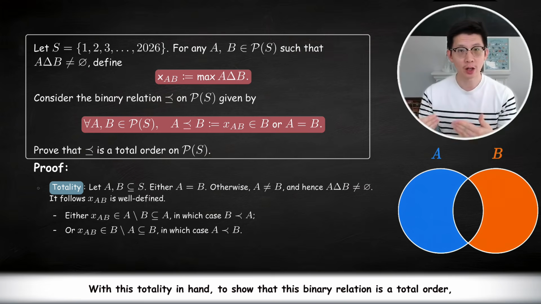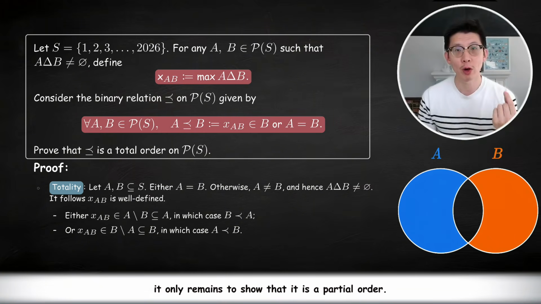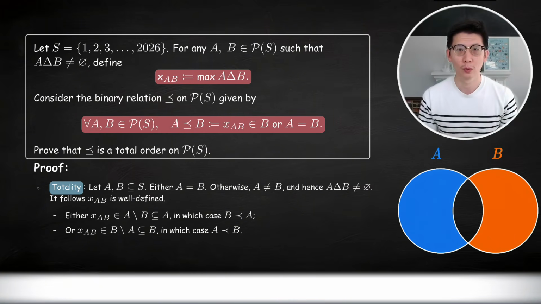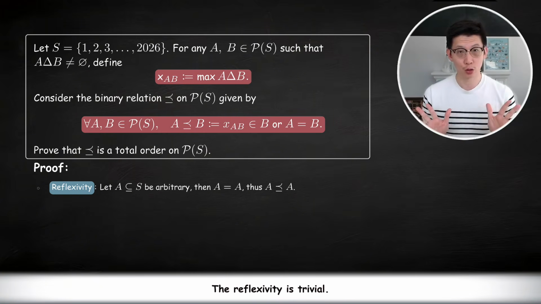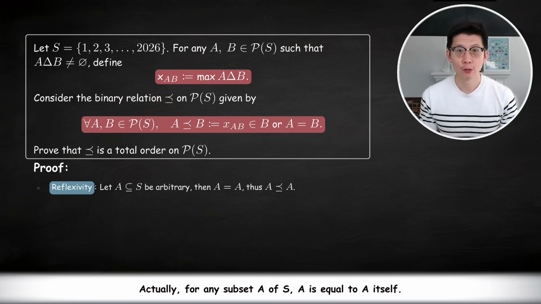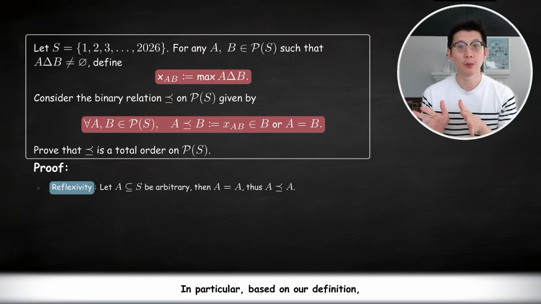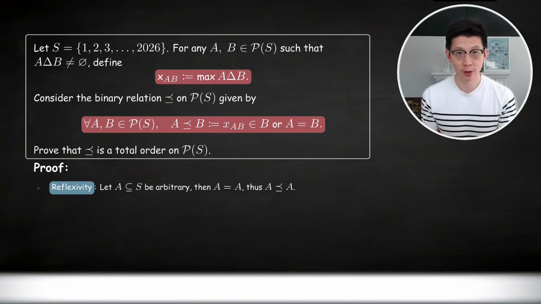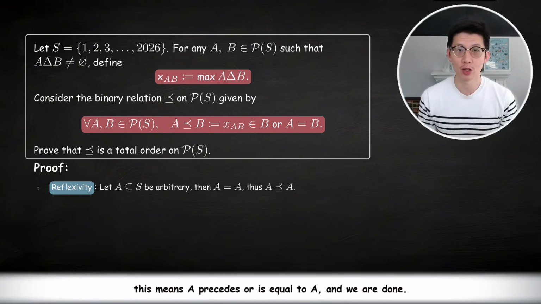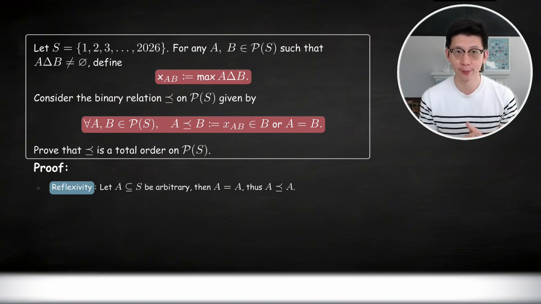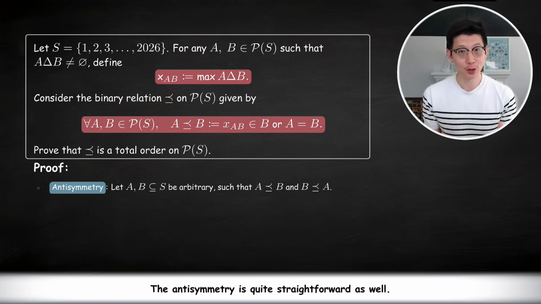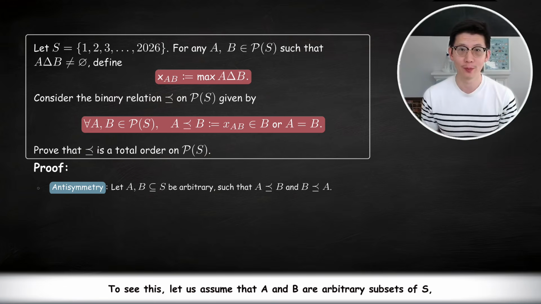With this totality in hand, to show that this binary relation is a total order, it only remains to show that it is a partial order. The reflexivity is trivial. Actually, for any subset A of S, A is equal to A itself. In particular, based on our definition, this means A precedes or is equal to A, and we're done. The antisymmetry is quite straightforward as well.